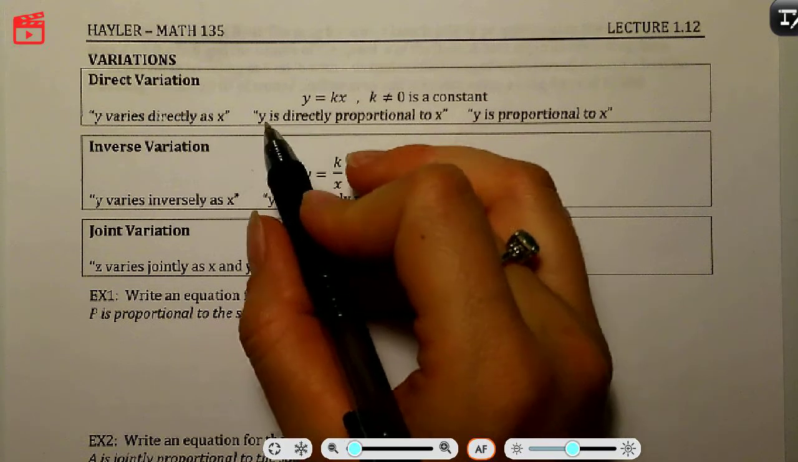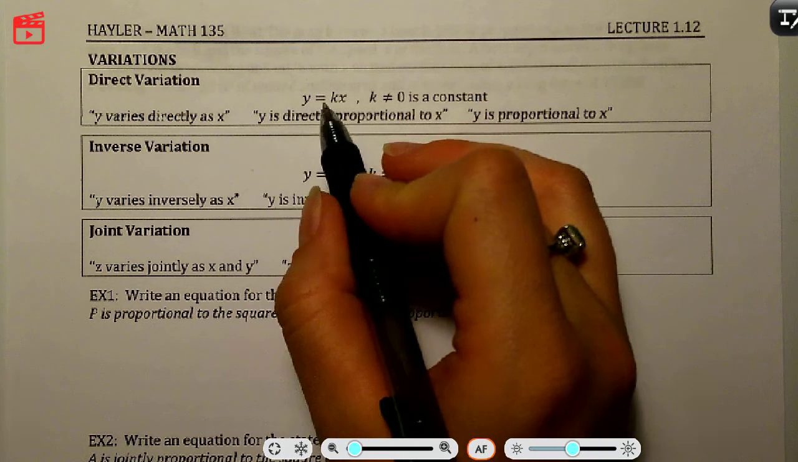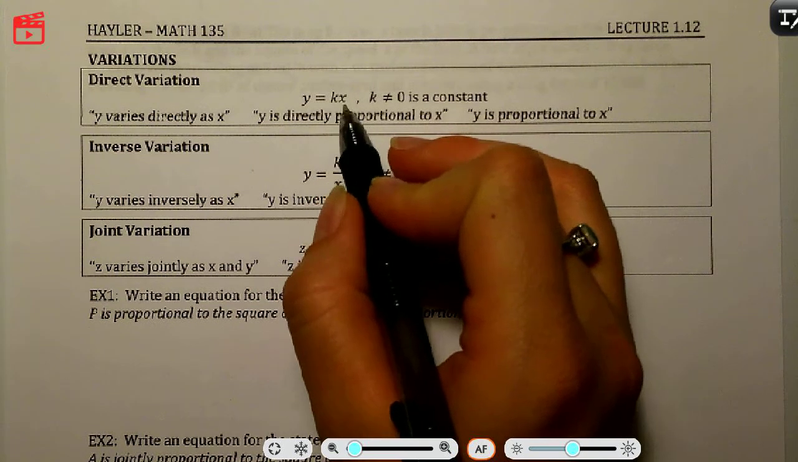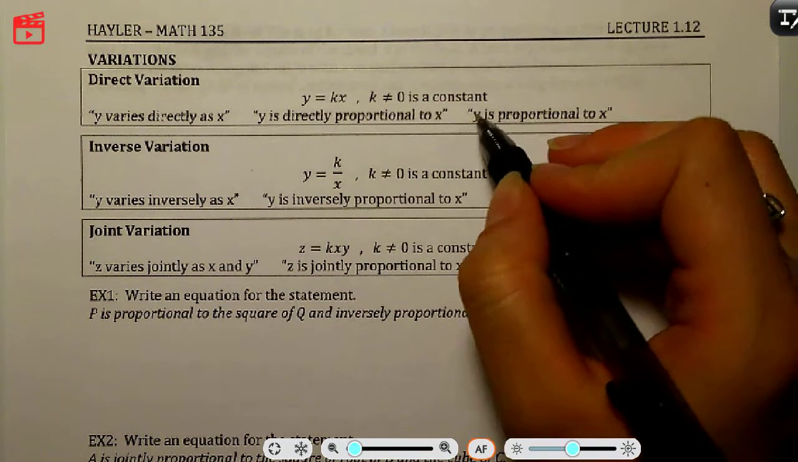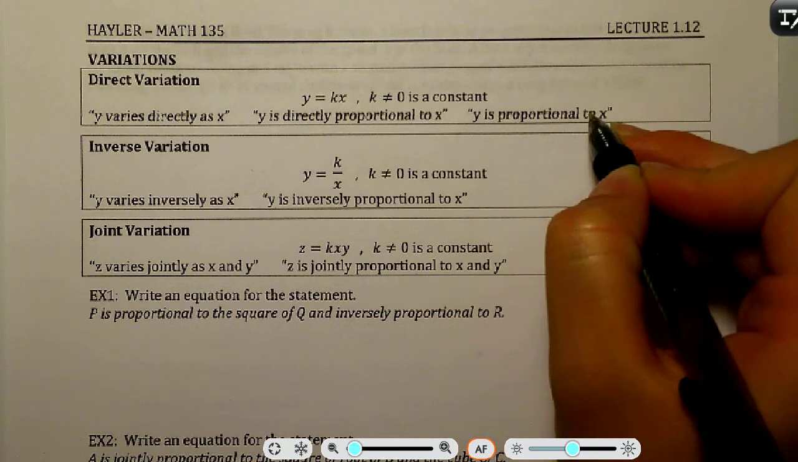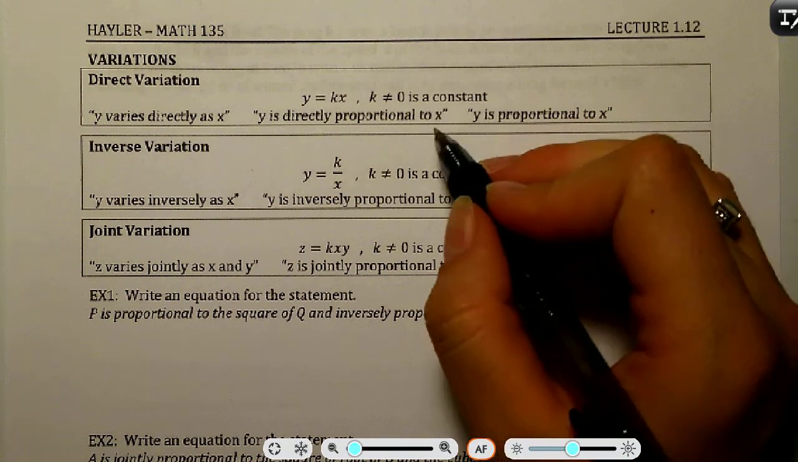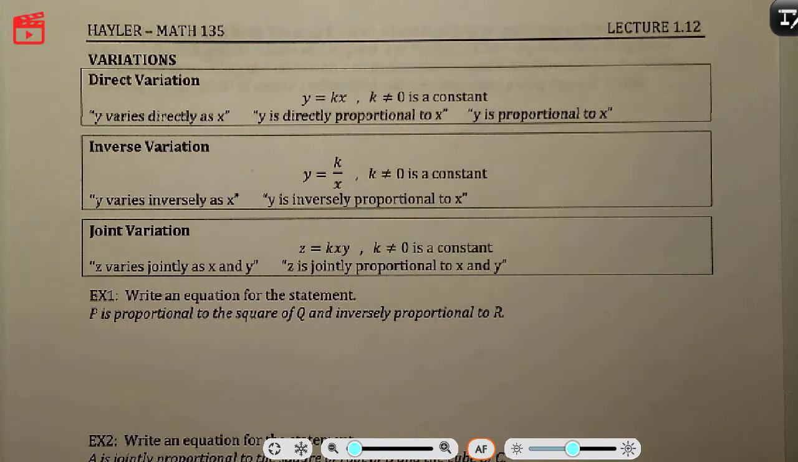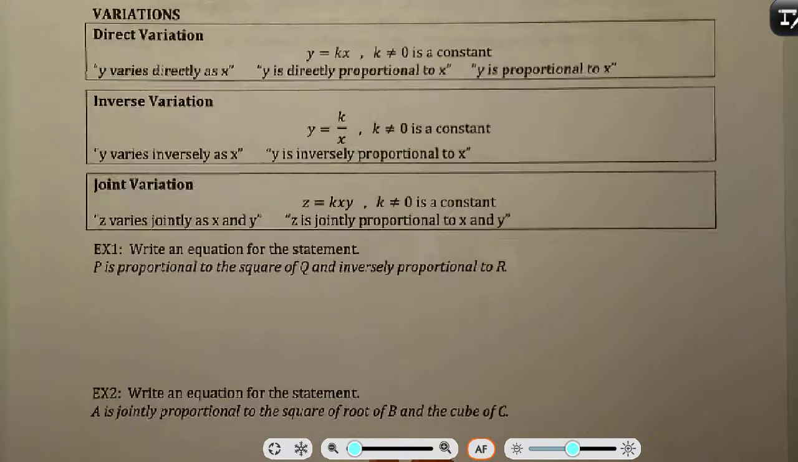Okay, so whenever you see y is directly proportional, you write y is, and then you just plop in that constant of variation, and then your x value. Or sometimes you might say y is proportional to x, or also you might say y varies directly. So either directly or proportional is normally the words we use for direct variation.